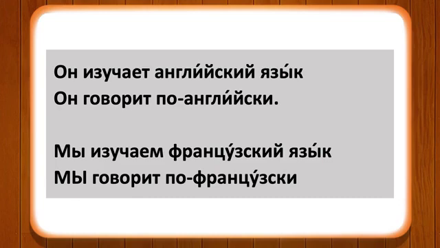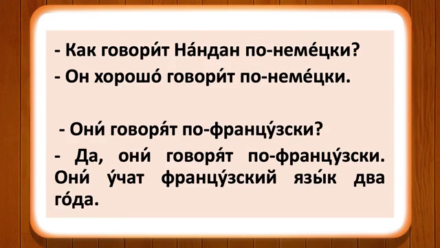Мы говорим по-французски. The next dialogue is как говорит Нандан по-немецки? Он хорошо говорит по-немецки. So we are answering the question как, which means how. It also will be answered by using an adverb. So we answer the question как by using хорошо. How does Nandan speak in German? He speaks well in German.